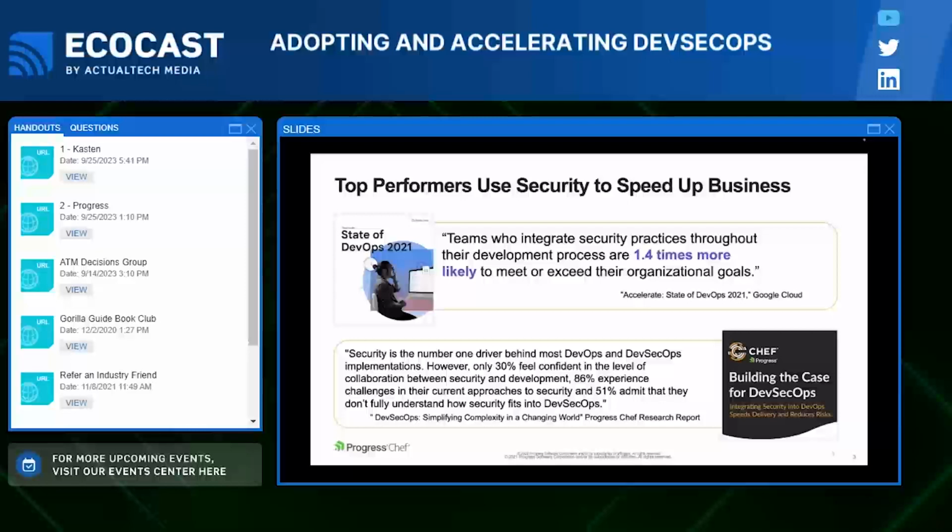But what we found with talking with these companies is that not many companies feel confident in achieving that. As you can see here, only 30% really feel confident in the amount of collaboration and the effectiveness of that collaboration between security and development teams. And over half have admitted that they don't really understand how security fits into that DevOps world. That vision is really hard to see. And so really the key for a lot of DevSecOps initiatives, and where we've seen a lot of them fail for companies, it's not necessarily the technology, it's the process.